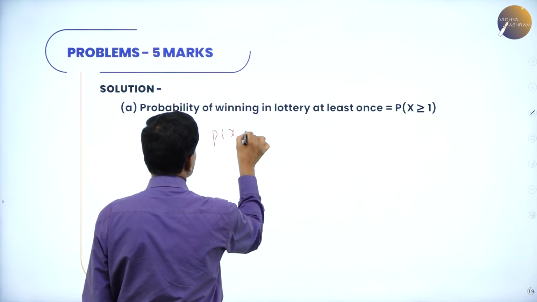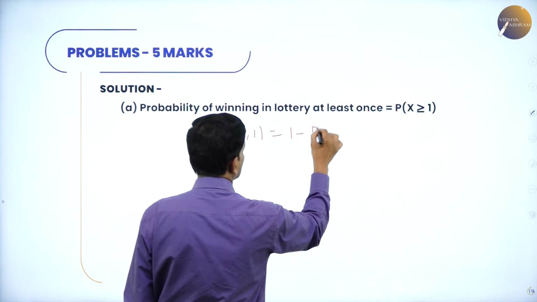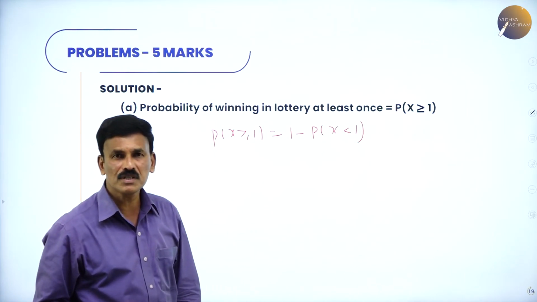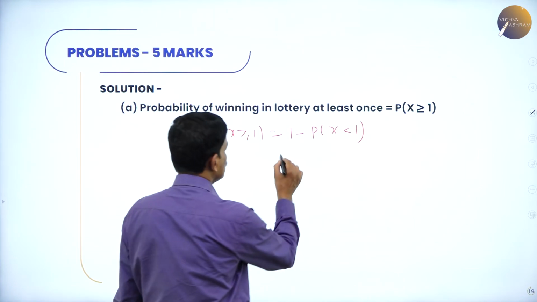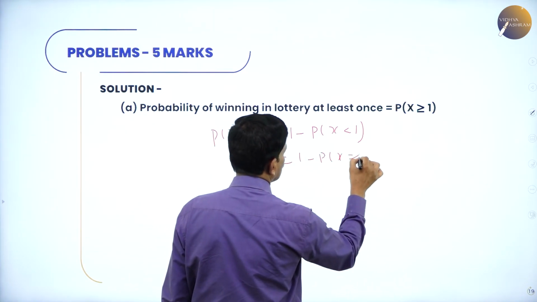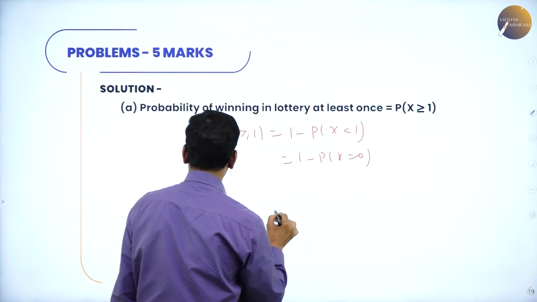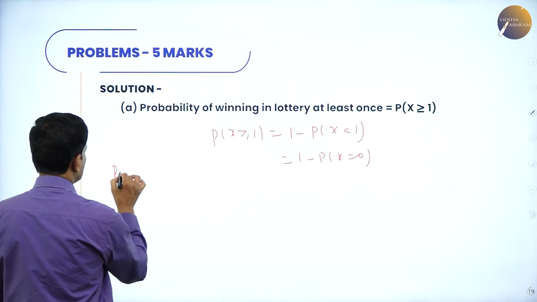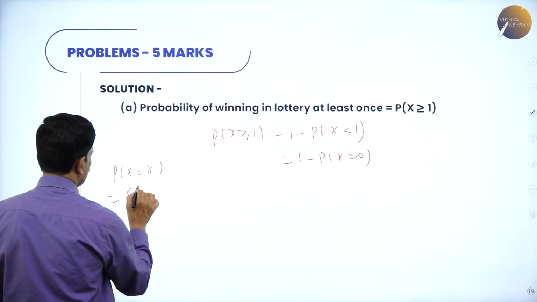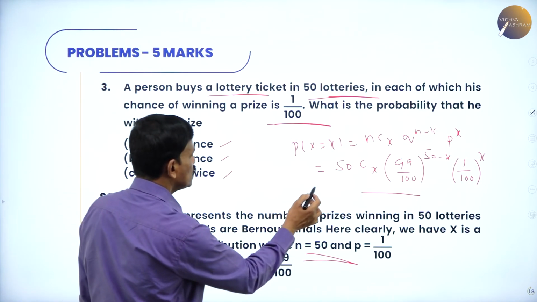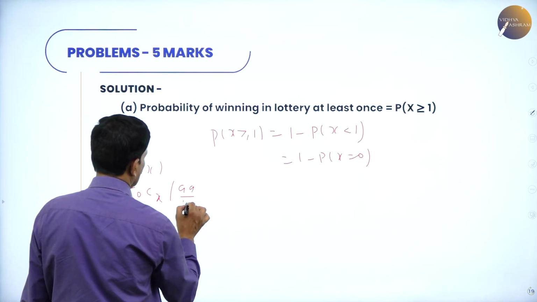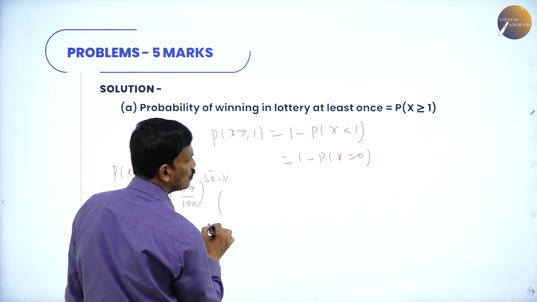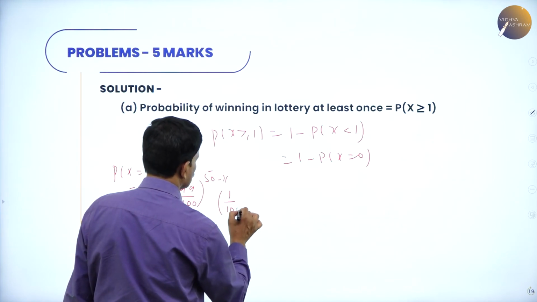So, probability of x greater than or equal to 1 can also be written as 1 minus probability of x less than 1. That is nothing but 1 minus probability of x equal to 0. So, what is the probability? We have probability of x equal to 50cx (99/100)^(50-x) (1/100)^x.